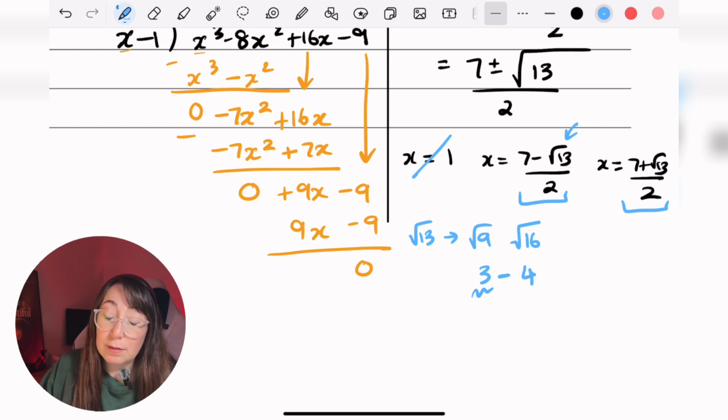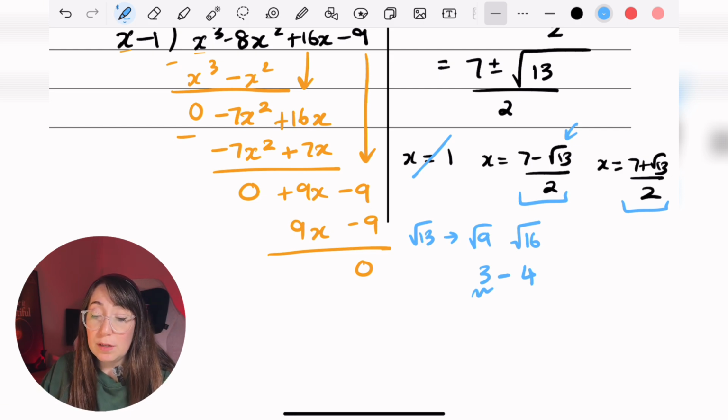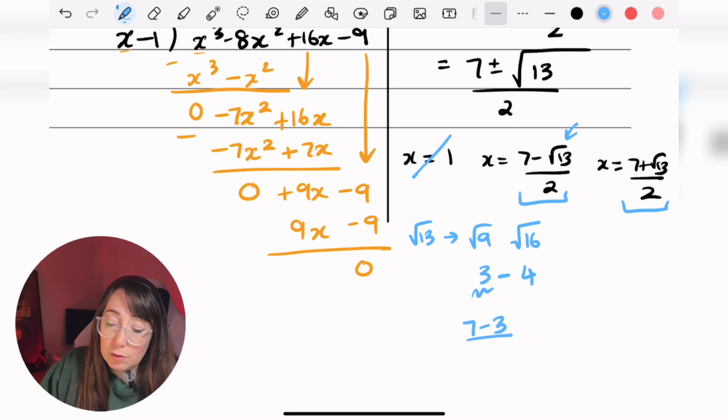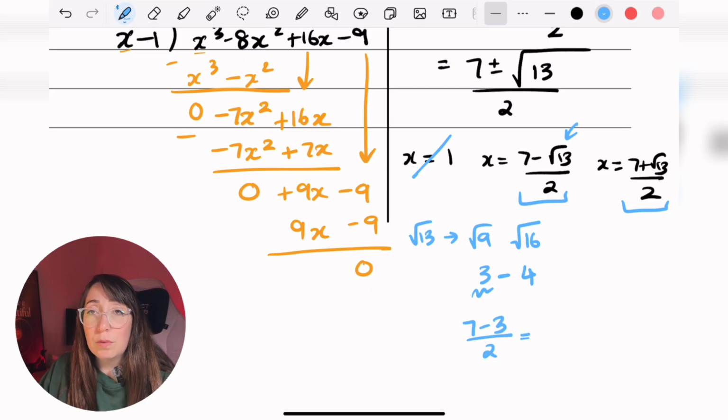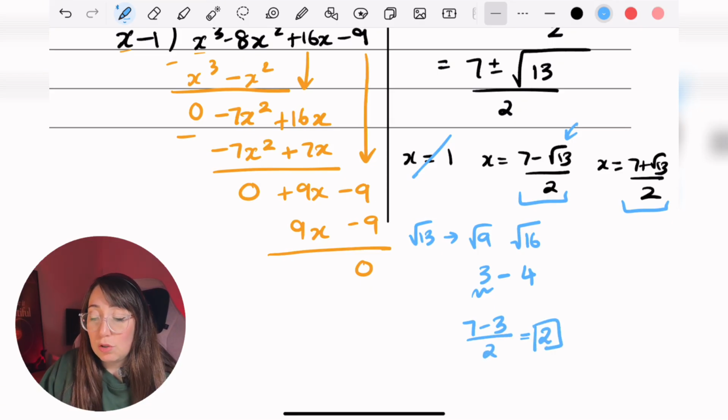Now, if I take the smaller number, which is 3, that will give me the largest possible answer, 7 minus 3 on 2. 7 minus 3 is 4. 4 divided by 2 is 2. So regardless, even when I take the smallest of the possibilities of root 13, it is still not going to be part of the valid domain.